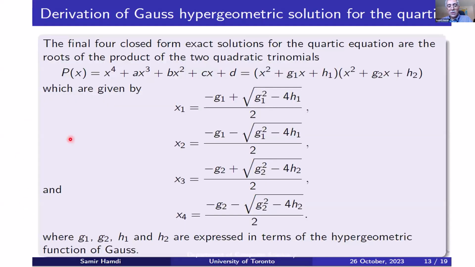For the solution of the quartic, although there is a solution using radicals, it's complicated. So I developed here a compact form of the solution using a very important capability in Maple, which is the hypergeometric function of Gauss. This solution is written in this form, where G1 and G2 are simple hypergeometric functions of Gauss, and H1 and H2 are also hypergeometric functions of Gauss. So it's a compact solution this way.